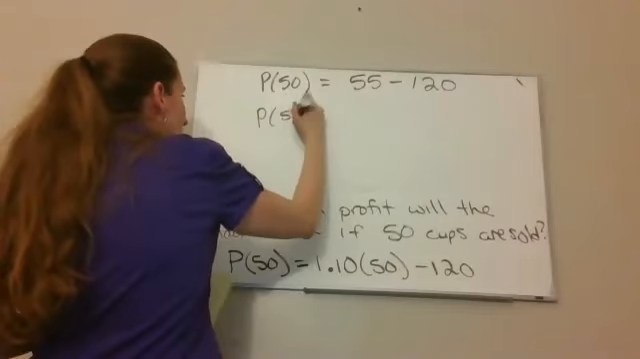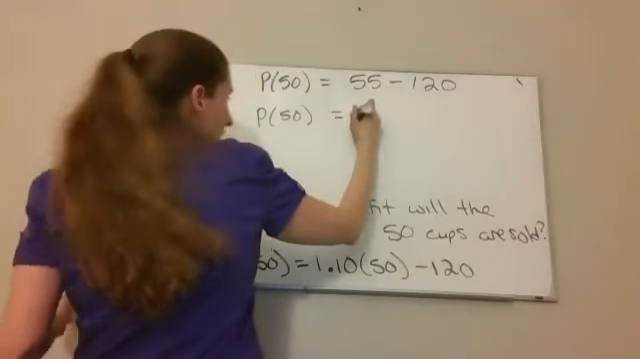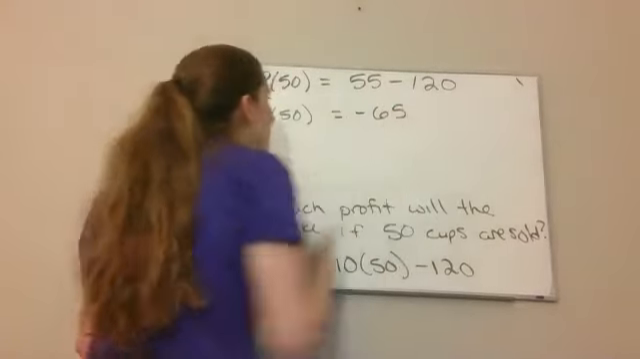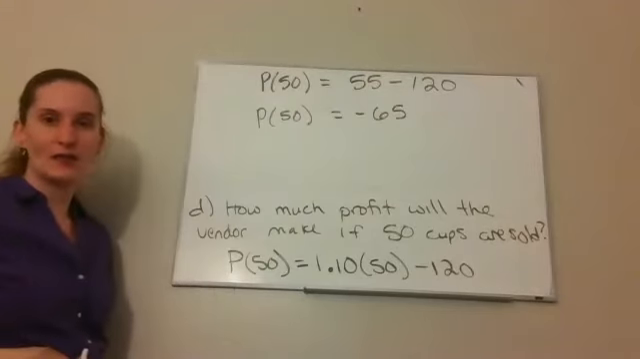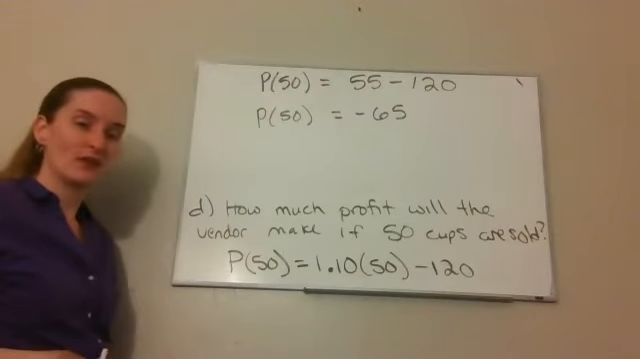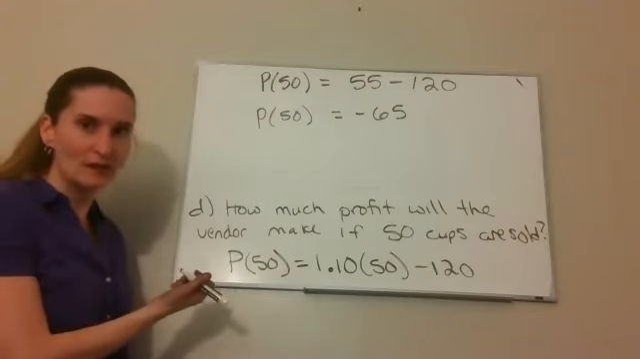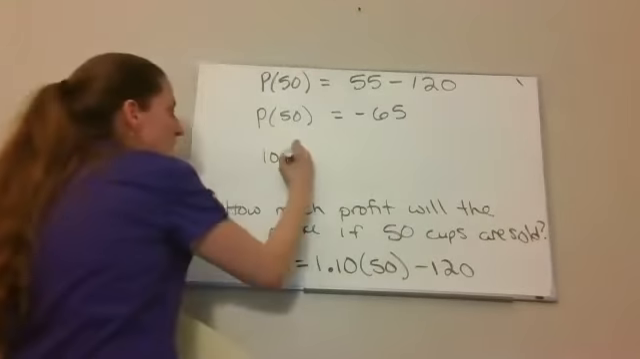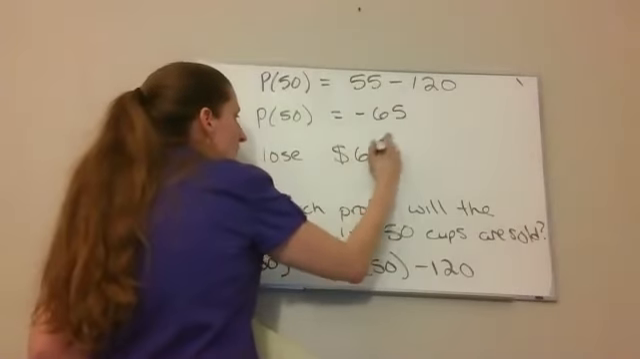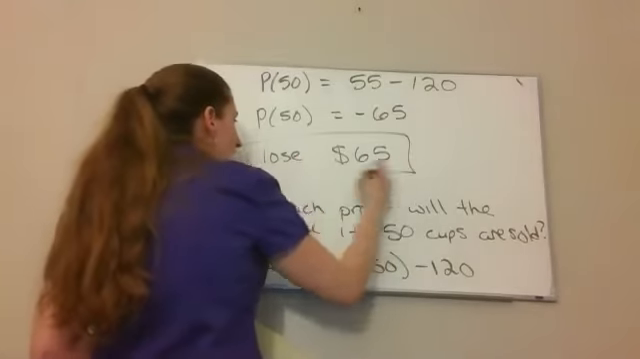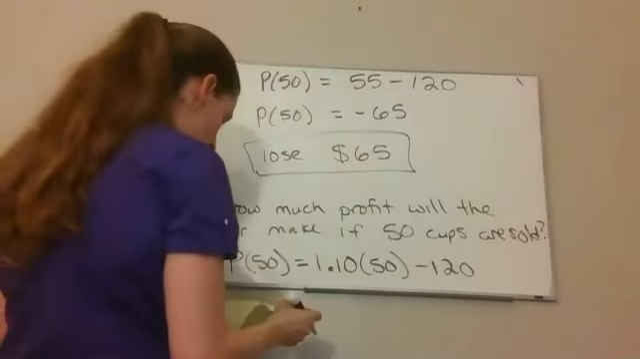So when I simplify this, we find out that this is not a very good situation for us. My profit is negative $65. That means that when this vendor sells 50 cups of lemonade, they lose money, and they lose $65. That is not a good situation.